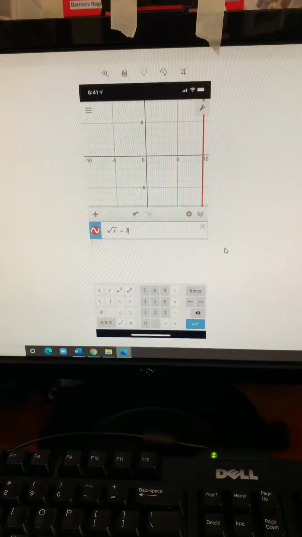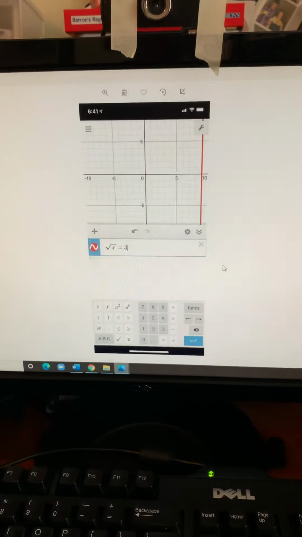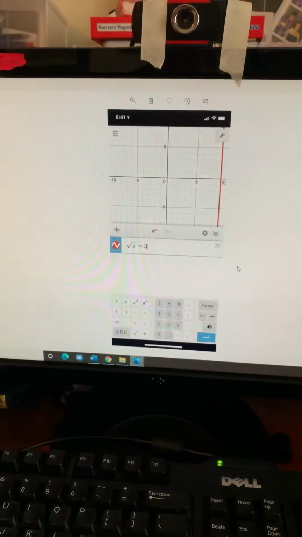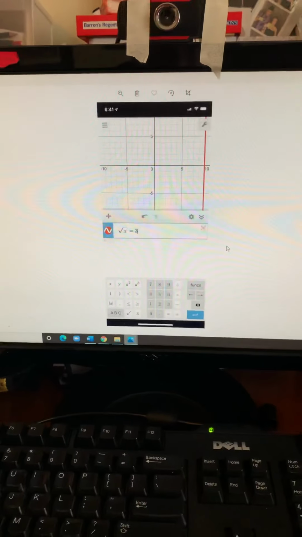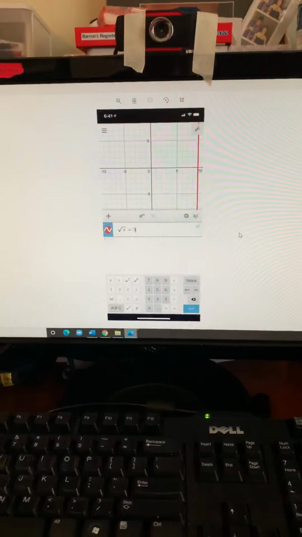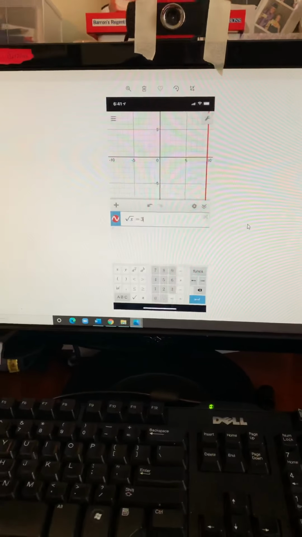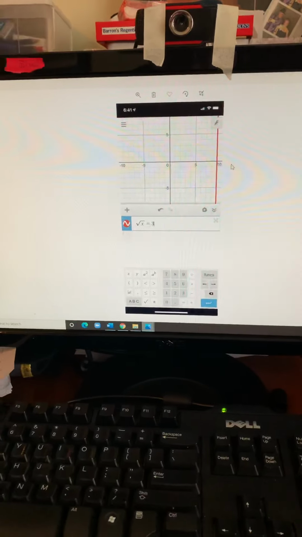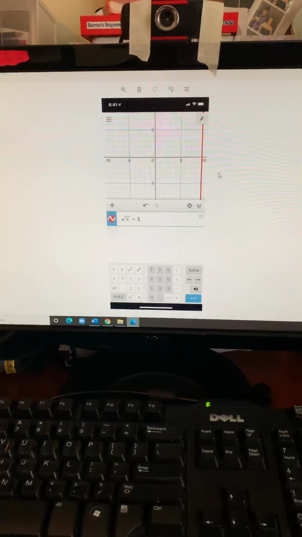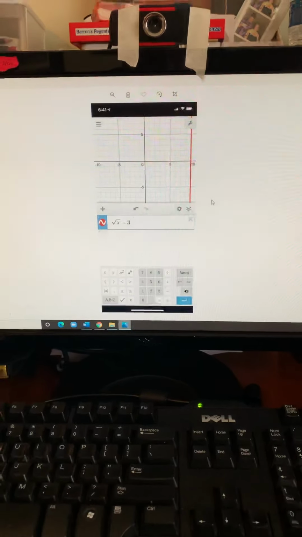We can use Desmos to approximate or even in some cases find exact solutions to equations. For example, the equation the square root of x is 3 has one solution, and what you see is the line x equals 9 plotted, so you know the solution is x equals 9.